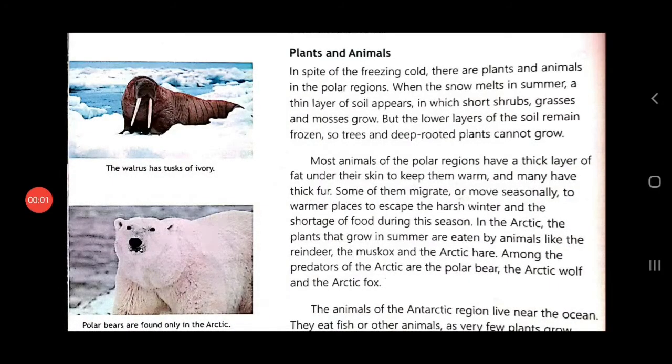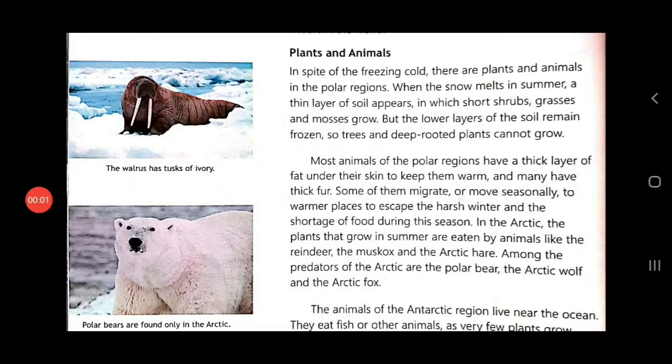Now moving towards the next paragraph under the heading plants and animals, children. Most animals of the polar regions have a thick layer of fat under their skin to keep them warm, and many have thick fur.